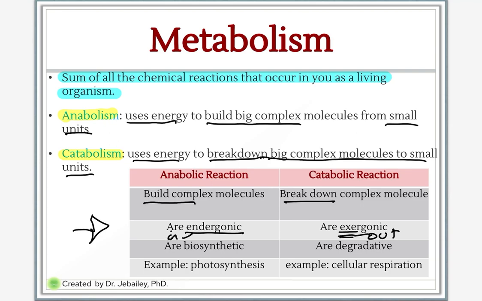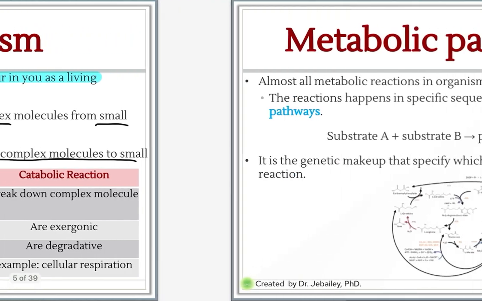Then anabolic is biosynthetic, which means you're building something. As you can see, the word synthetic means synthesis, or making. And degradative means degradation, which means you're breaking it down. An example of anabolic is photosynthesis because you're making glucose, while we have cellular respiration, which is the breaking of glucose. So this is a perfect chart if they ever ask you to explain the differences between catabolic and anabolic. If you know this chart really well, you get all the points.